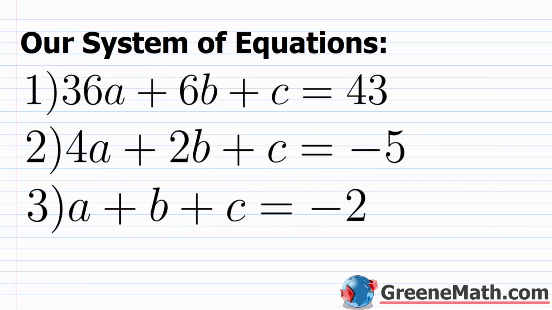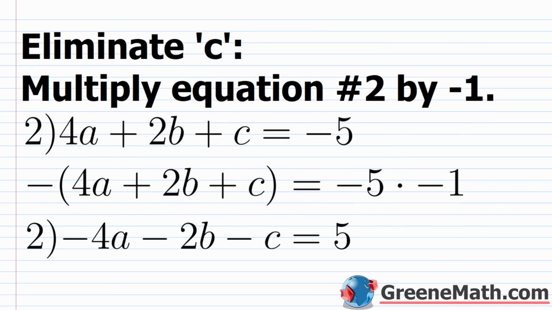All right, so our system of equations. For equation number 1, we have 36a plus 6b plus c is equal to 43. For equation number 2, we have 4a plus 2b plus c is equal to negative 5. And then for equation number 3, we have a plus b plus c is equal to negative 2. All right, so we're going to go back to the strategy of eliminating c. And to do that, we're going to multiply equation number 2 by negative 1. So when we go through, we're going to have a modified equation number 2 that is negative 4a minus 2b minus c is equal to 5.